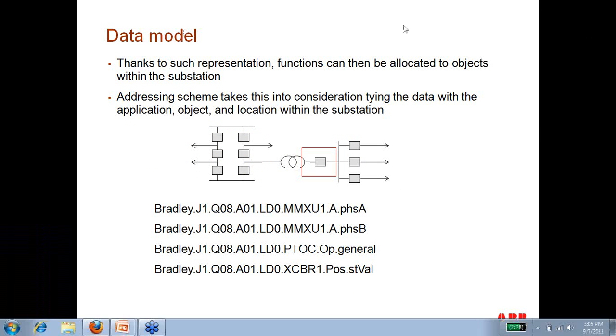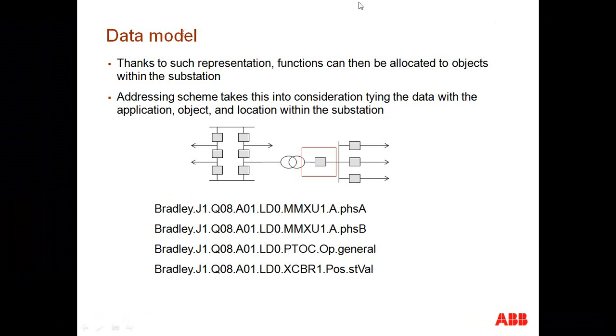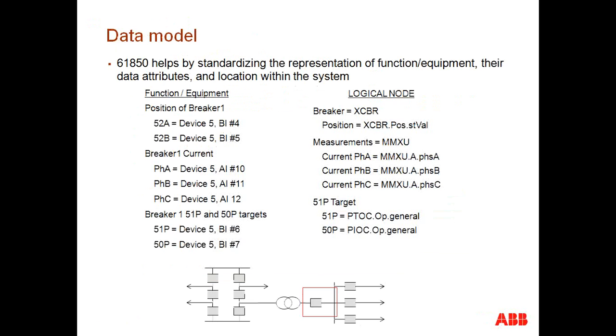So where am I going with all of this? Now, thanks to such representation, functions can be allocated to objects within the substation. So now, since I'm not talking about analog input 5 or binary input 7, there can now be an allocation or an addressing scheme for the information that takes into consideration the location of that particular piece of information.